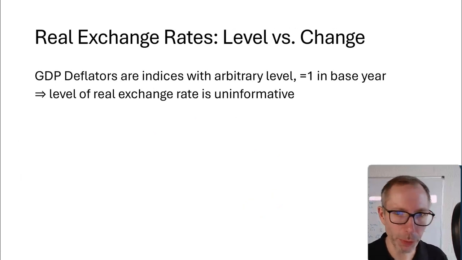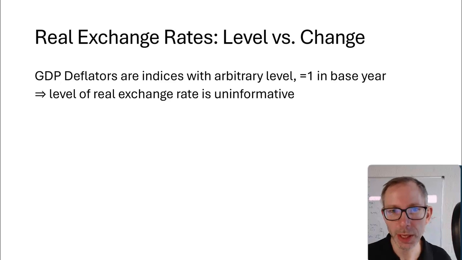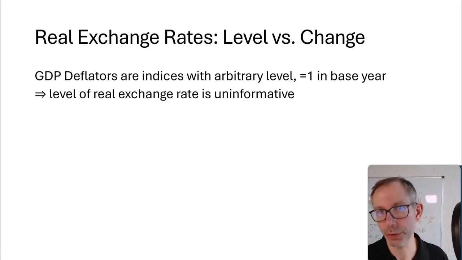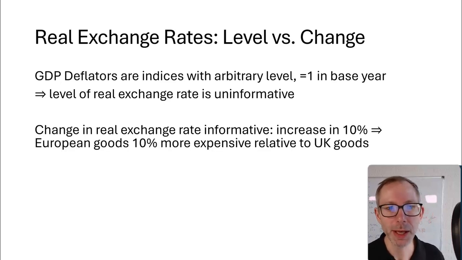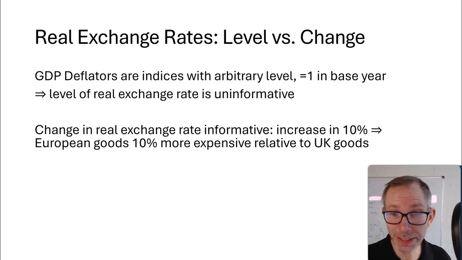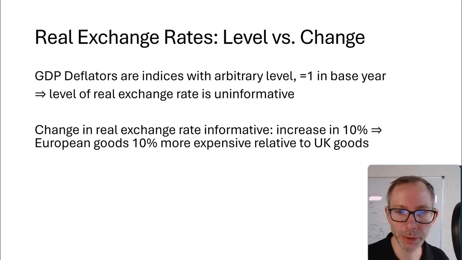One caveat, though. Before, we got something very concrete: for cheese, you had to give up 1.6 kilograms of cheese for 1 kilogram of EU cheese. Now, once we switch to GDP deflators, the level of a GDP deflator doesn't have any meaning. Only the rate of change in it has a meaning, because they are normalized to 1 in a base year. So saying that the real exchange rate is 5 or something like that doesn't really mean anything. That's uninformative. But the change in the real exchange rate is informative. An increase in the real exchange rate by 10% means that European goods have become 10% more expensive relative to UK goods.